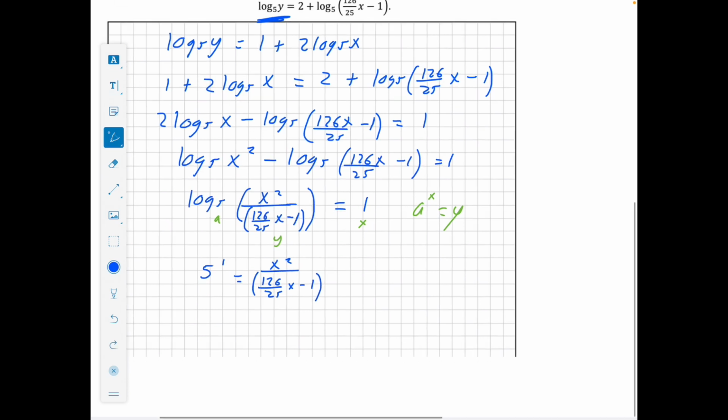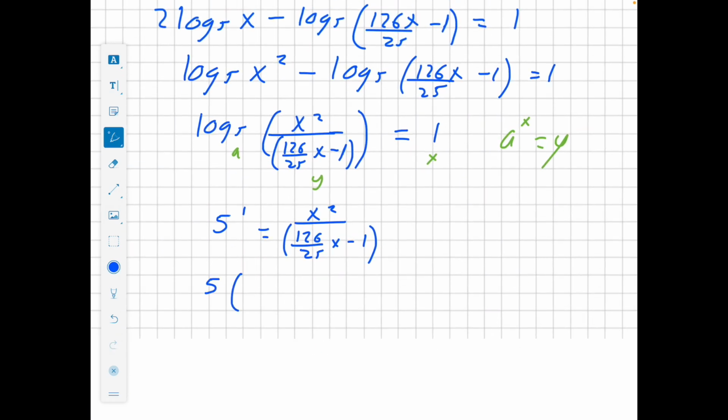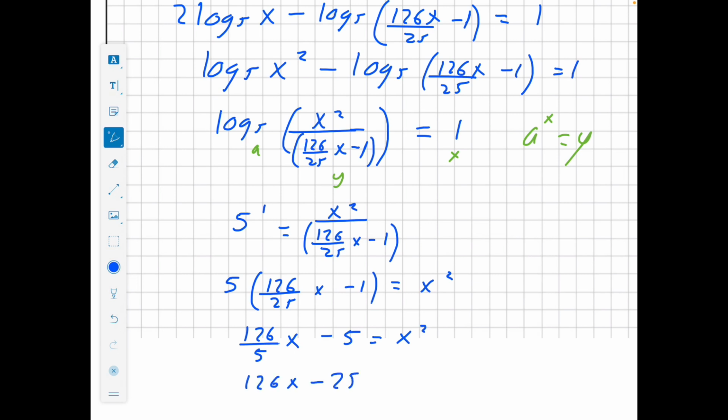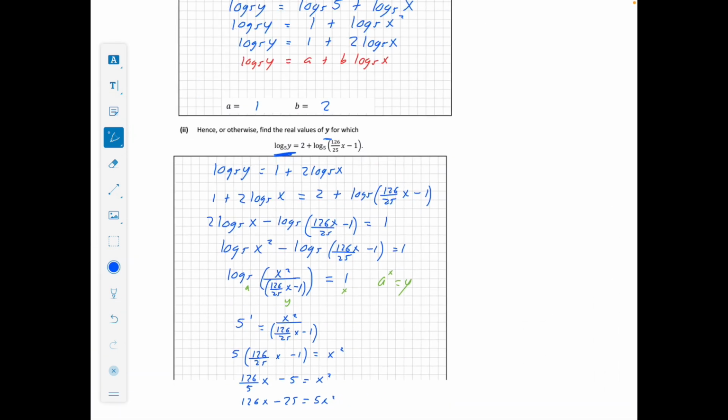Okay, right now this looks really messy. I don't like the fraction, so I'm going to get rid of the fraction by multiplying 5 by the bottom of this fraction here. So it'll be 5 multiplied by 126 all over 25x minus 1 is equal to x squared. Multiply this 5 in, that will give me 126 all over 5x minus 5 is equal to x squared. I still don't like having a fraction in my question, so I'm going to multiply everything by 5. So I'll end up with 126 is equal to 5x squared minus 25x.